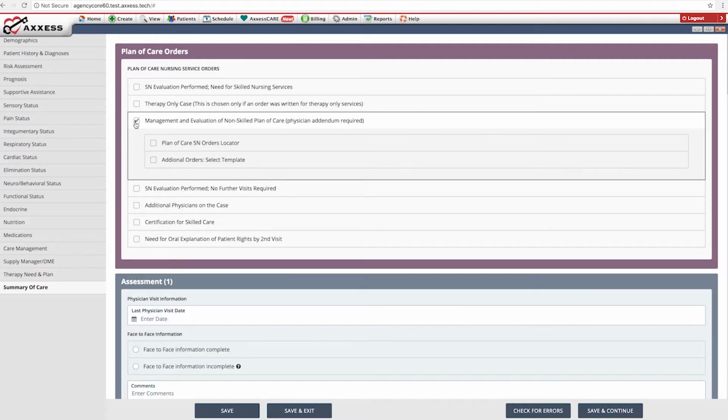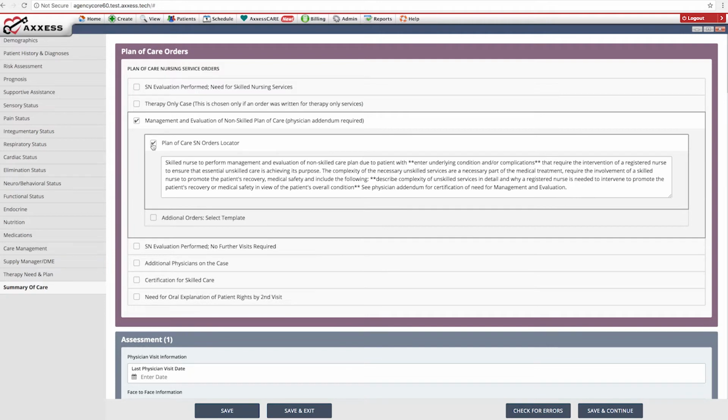The third option would be the management and evaluation of the non-skilled plan of care. So if this start of care is for an M&E patient, then you're able to identify that here. And just remember that a physician addendum is required. So if you're going to do management and evaluation at a start of care, you need to ensure that you have a physician addendum that was signed by the physician, or it won't be accepted by Medicare.